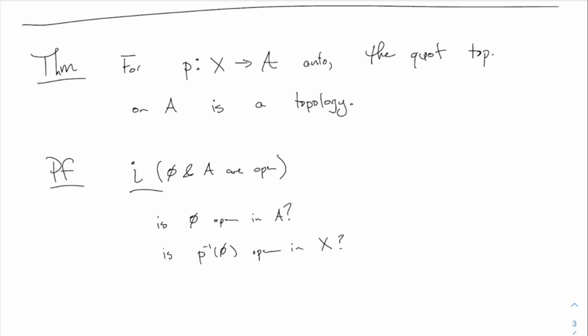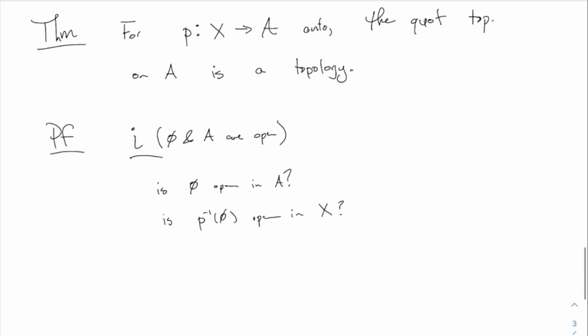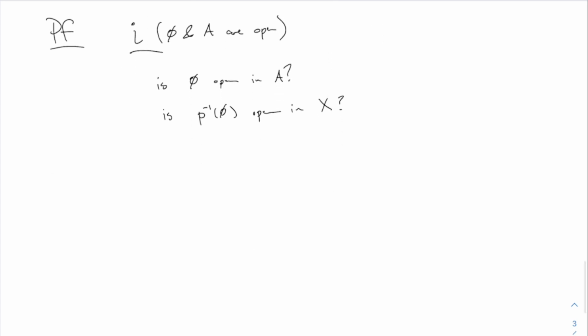So can anybody say, any masters of set theory, what is P inverse of the empty set? The pullback, the preimage of the empty set?